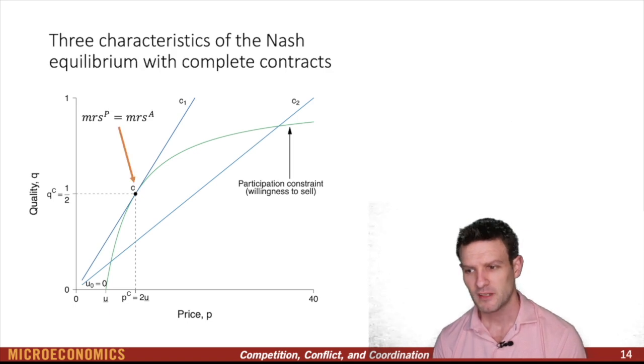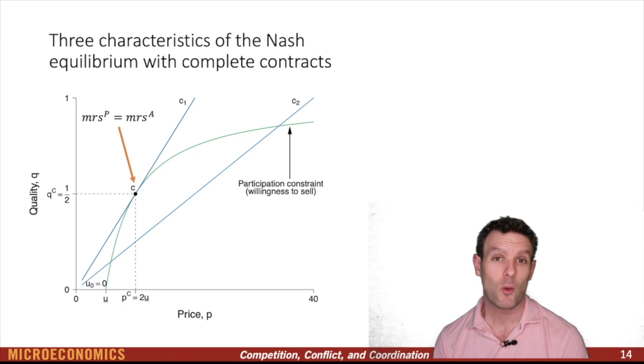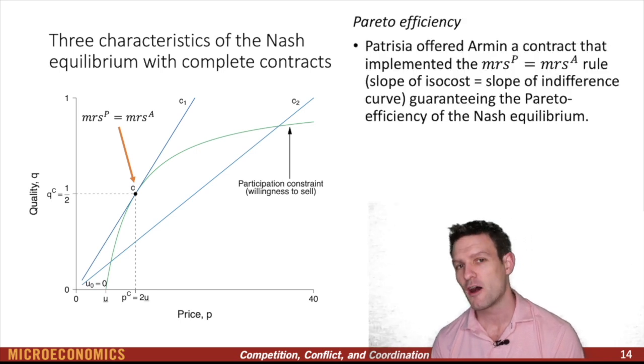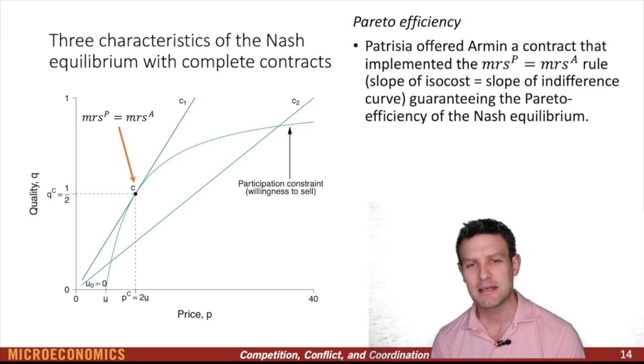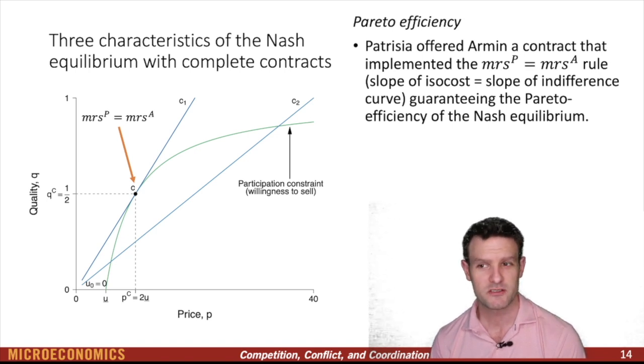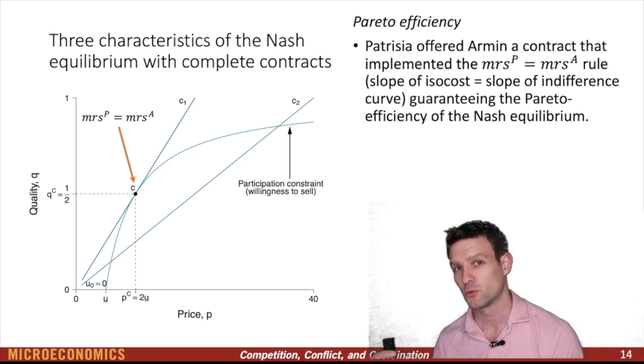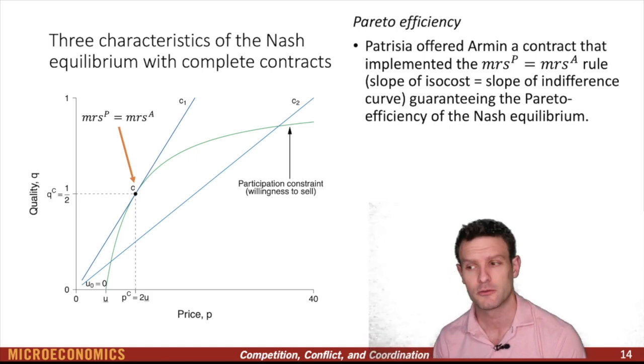So, the first point is about Pareto efficiency. What we require for Pareto efficiency is that the marginal rate of substitution of the parties involved are equal to each other. And what we see there is Patricia offered Armin a contract that implemented the MRSP equals MRSA rule. That is, that the slope of the isocost equals the slope of the indifference curve. Or in the case of incomplete contract, it would have had to equal the slope of the isovalue curve.